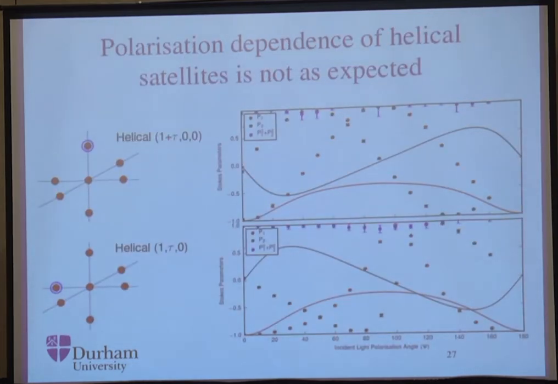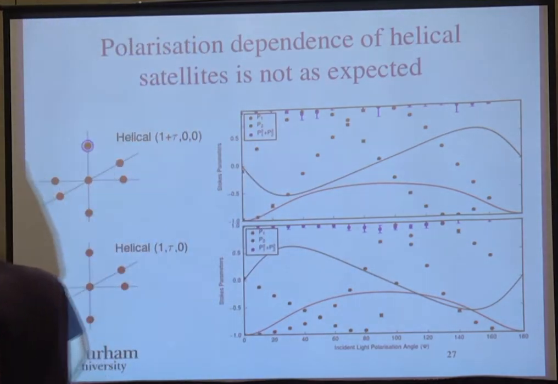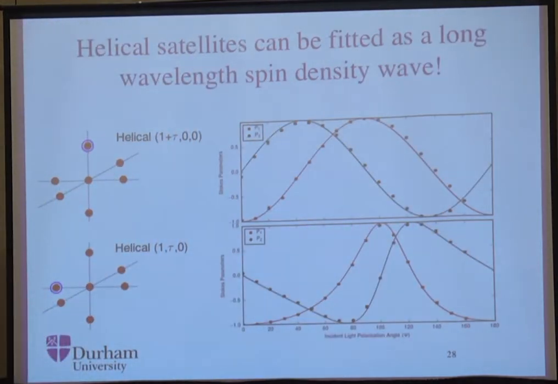When we went and measured the helical satellites, this was what we were expecting in solid, and the points are actually what we measured. And therefore, it seems to suggest that the helical satellites are not helical, which was a bit of a shock. It turns out that you can fit the helical satellites and get a good agreement between the experiment and the data, but don't fit them as helices, instead fit them as very long wavelength spin density waves.